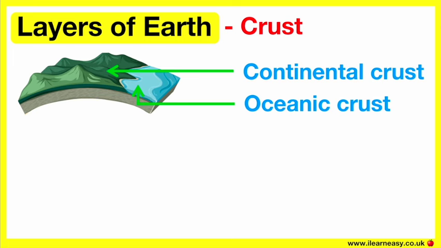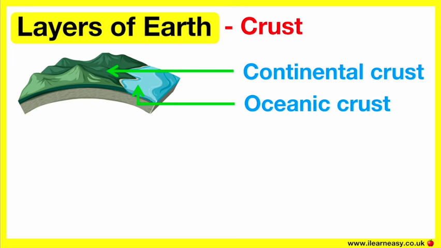The crust is essentially the solid rock layer that we live on. It consists of rocks, soil, and everything else we can see on the Earth's surface. The crust is broken into plates like a big jigsaw puzzle. These are known as tectonic plates. These tectonic plates move around very slowly, only a few centimeters every year. But we can't feel this movement unless there is an earthquake.